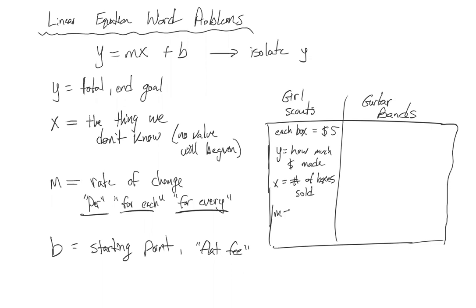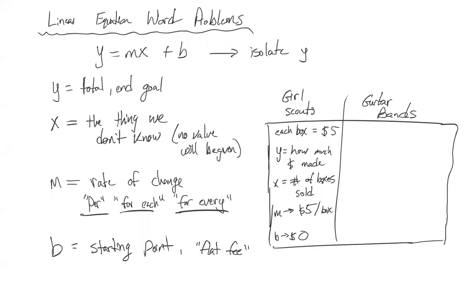M, the slope, the rate of change, is that each box, right? It's that $5 per box. And then let's see, what would the b value be in this case? What's the starting fee? Is there a flat fee? Is there something that they're charging to begin with? Not really in this case, and there's not always going to be one. No, in this one it would be 0, right? There's really no flat fee for buying these boxes. So this one would be 0. All right, and that's going to happen sometimes.